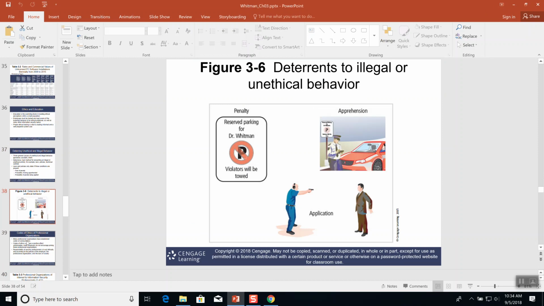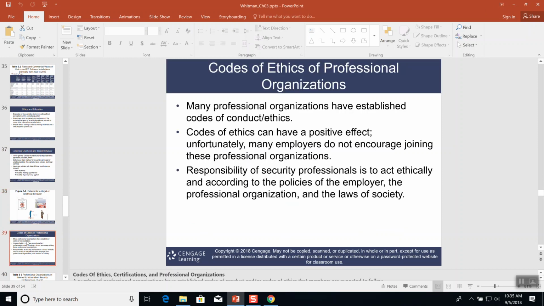Oh yeah. Deterrence to illegal or unethical behavior: penalty, violators will be towed; apprehension, you get pulled over; application, you get arrested. Or shot, yeah.